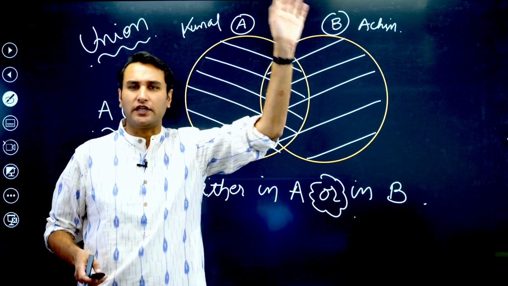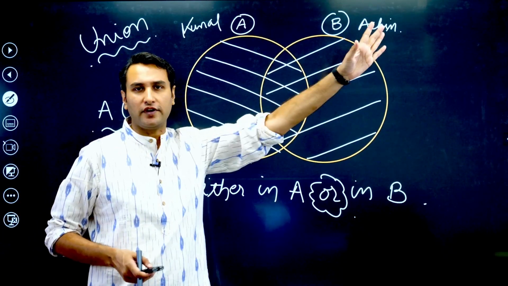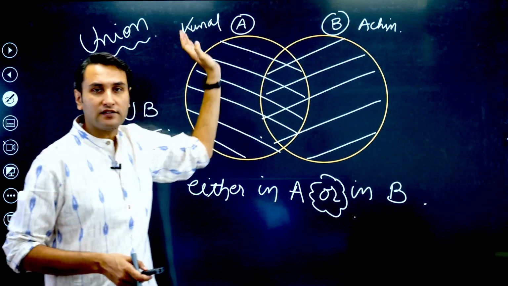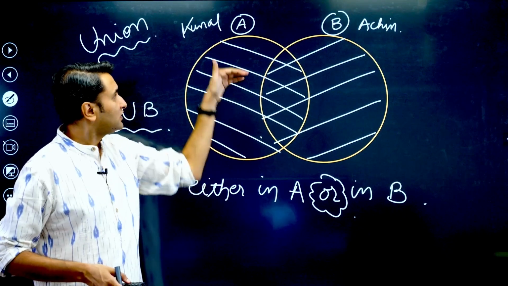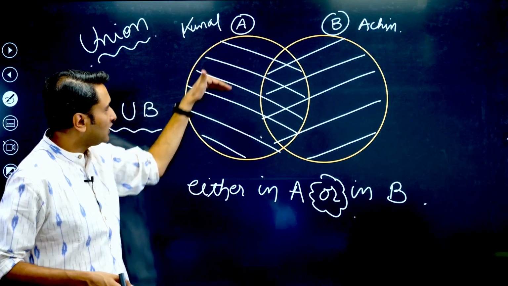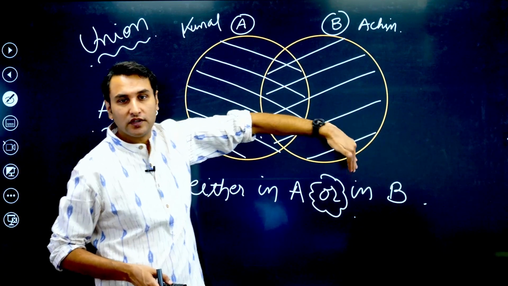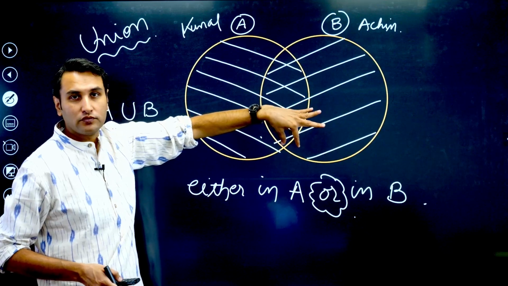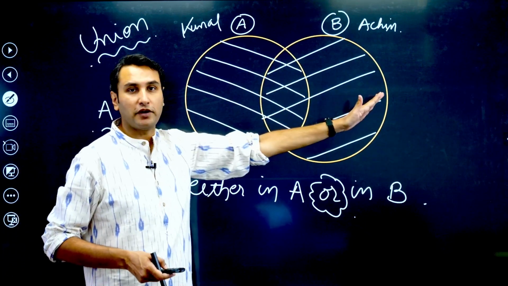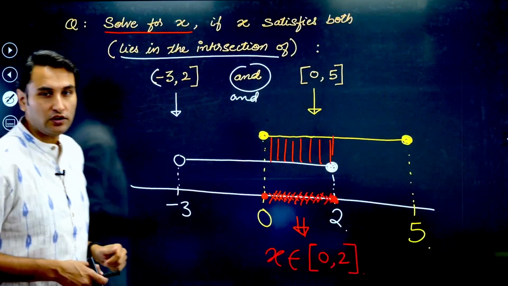Take everything. Search everywhere. A union B, Kunal's house union Achin's house. Search in the portion which is only with Kunal's house. Search the portion which is only with Achin's house. Search the common between the two. So combine all, union. Combine all, union.